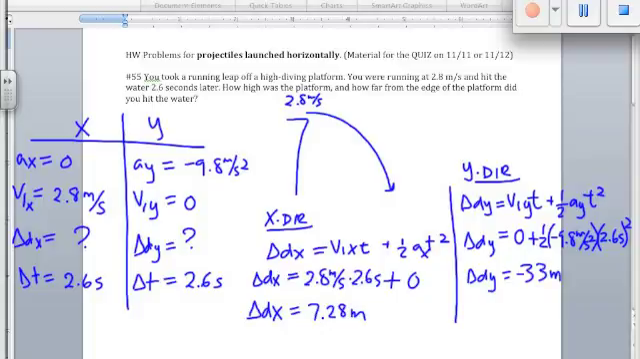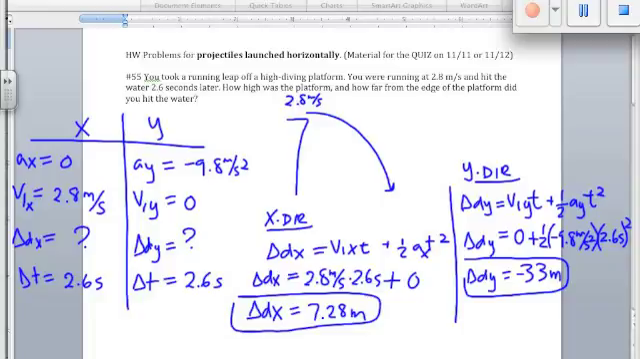By the way, that's an absurd height for a diving board. I think internationally, high dives are about 10 meters high. So that's number 55.